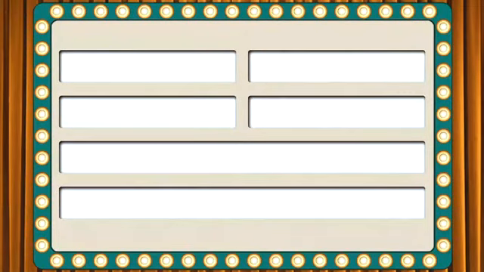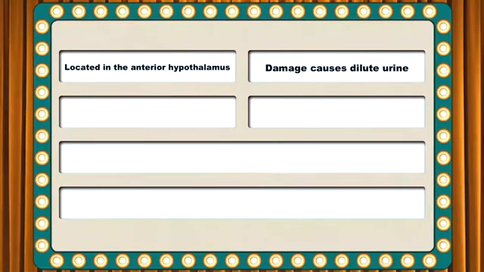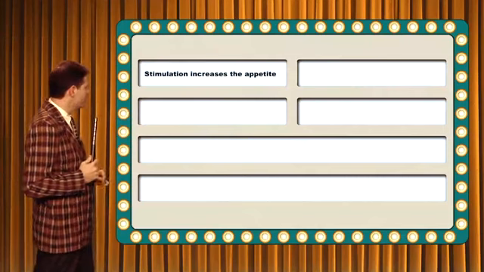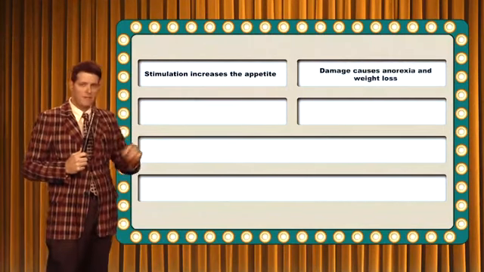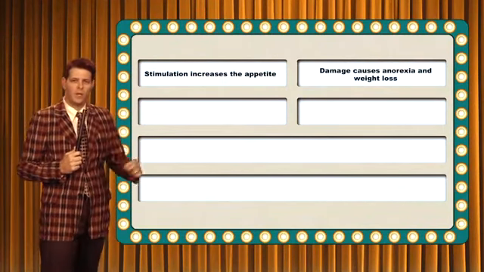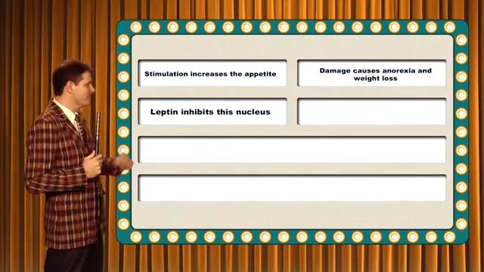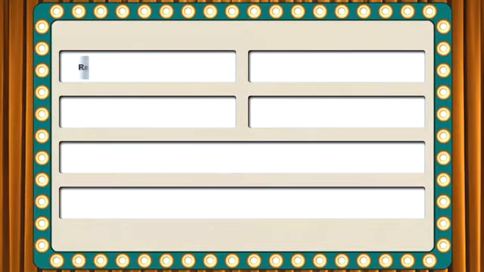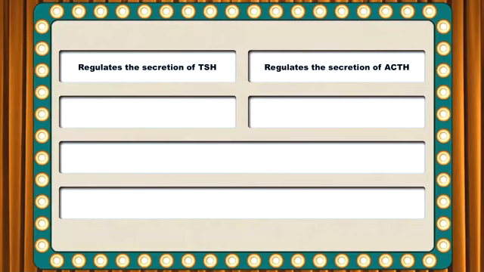Our first clue, located in the anterior hypothalamus, damage to this nucleus causes dilute urine and secretes antidiuretic hormone. That's the supraoptic nucleus. Next, stimulation of this nucleus increases the appetite. Damage to this nucleus causes anorexia and weight loss. And leptin inhibits this nucleus. That's the lateral nucleus.